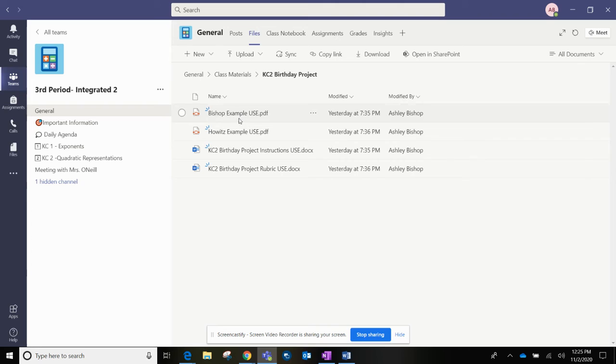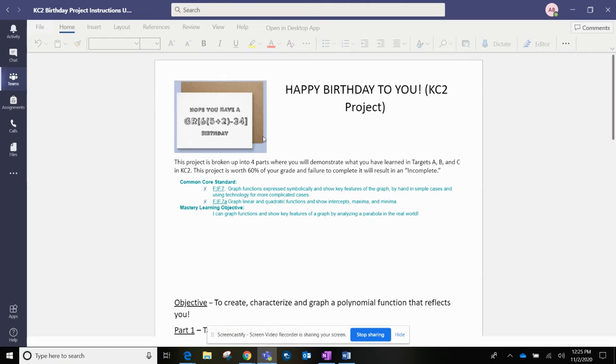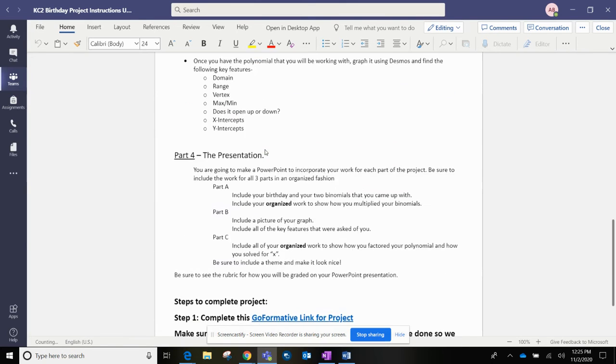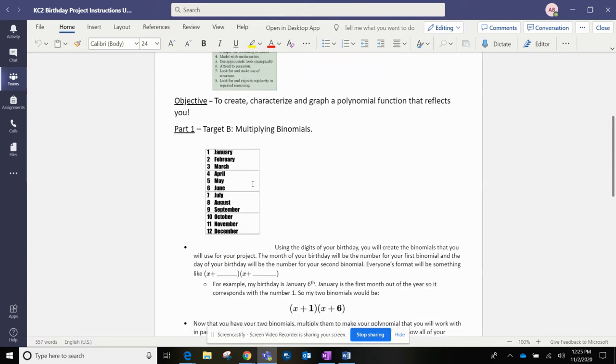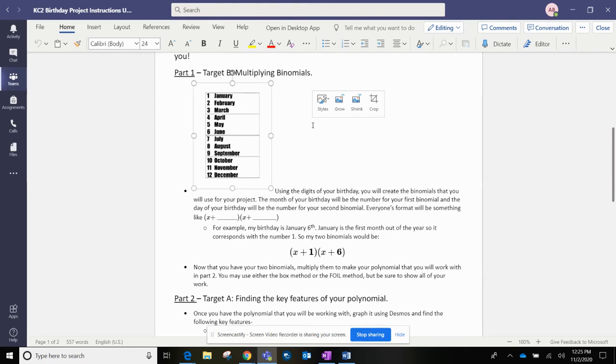I give you 2 examples of the project. I give you the instructions and the rubric. Let's go over the instructions. So this project is broken up into 4 parts, and we all know that I love birthdays, so this project is about your birthday. And it is here that you will see all the instructions. It's worth 60% of your grade, and you are going to be responsible for each part.